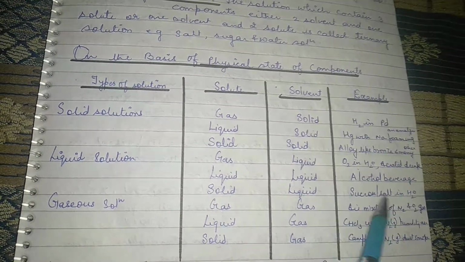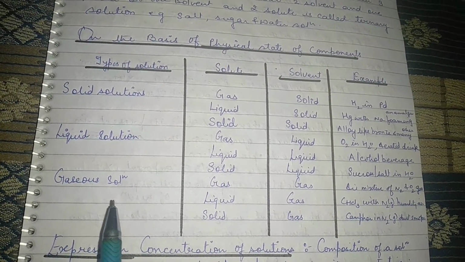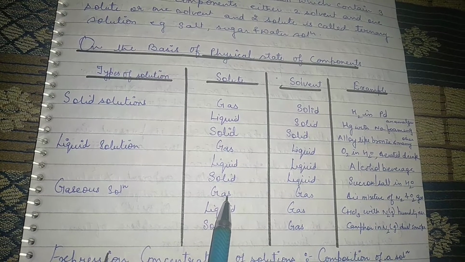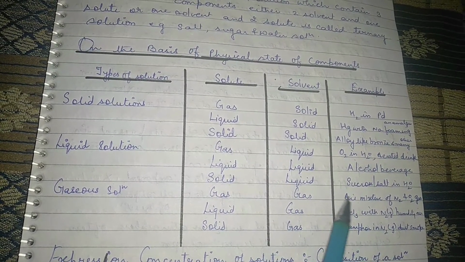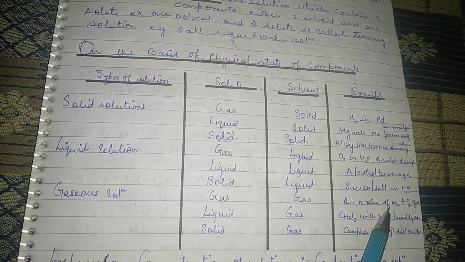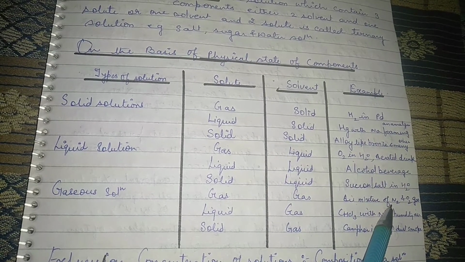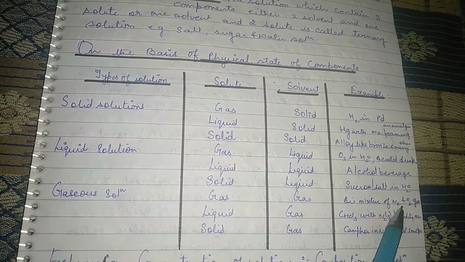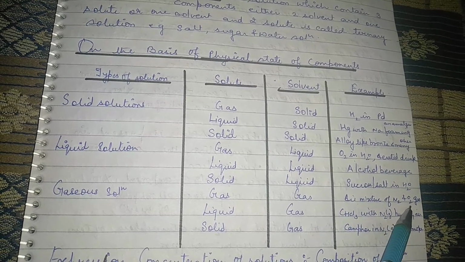Okay. Now this one is gaseous solution. Here I have given an example of gas in gas. Example: air mixture, in which, as you all know, air contains maximum percentages of nitrogen and oxygen and a small amount of other gases also.